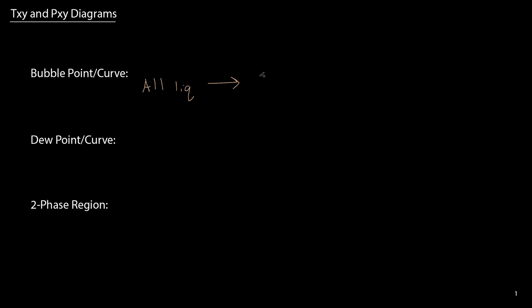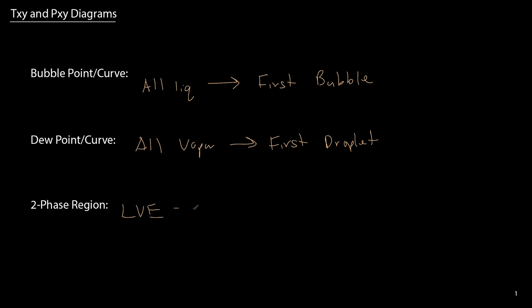and we are witnessing the first bubble of vapor being formed. Now, conversely, the dew point is where we have all vapor, and we are going to change the temperature and pressure, and we get the first droplet formed. The two-phase region, also the liquid-vapor equilibrium region, this is where we have both liquid and vapor coexisting simultaneously.